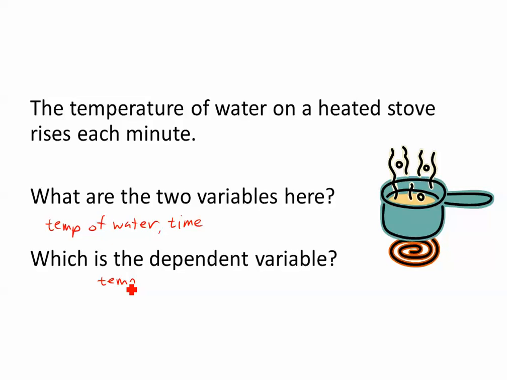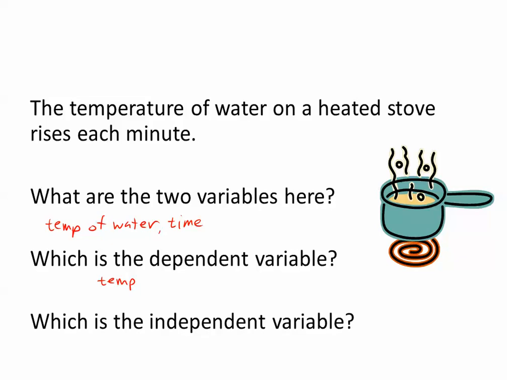And so as time progresses, the temperature of the water is changing. And it works if you take it off the stove too, because as soon as you take the pot off the stove, the temperature starts to go down as time progresses. All right? Last of all, which is the independent variable, and that has to be the other variable, which then is time. Time is the thing that's causing a change in the other.